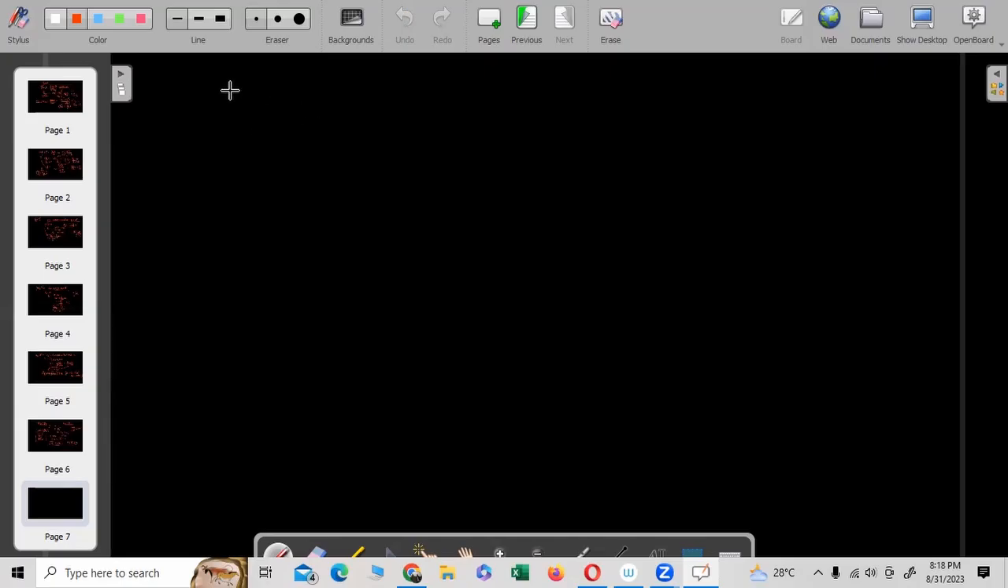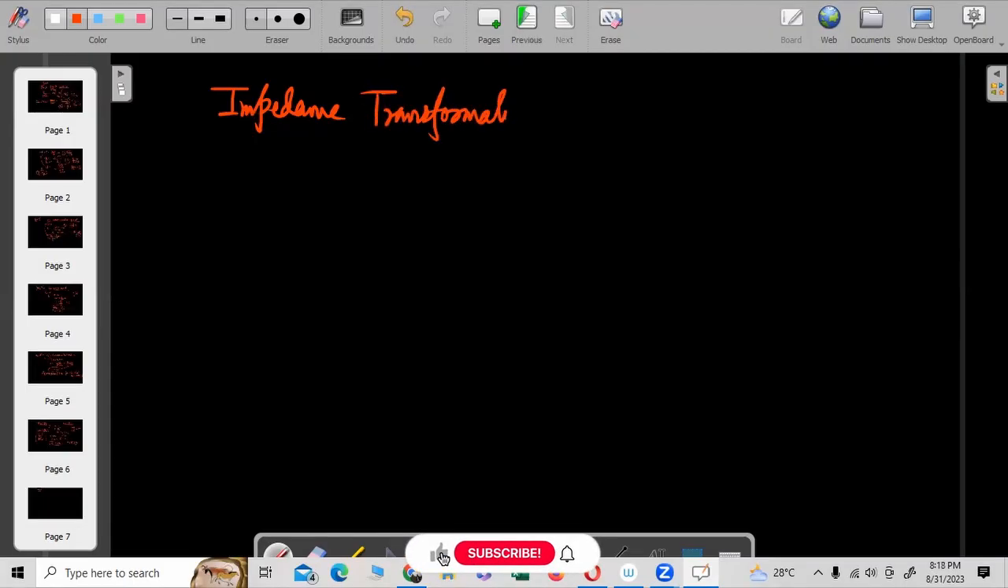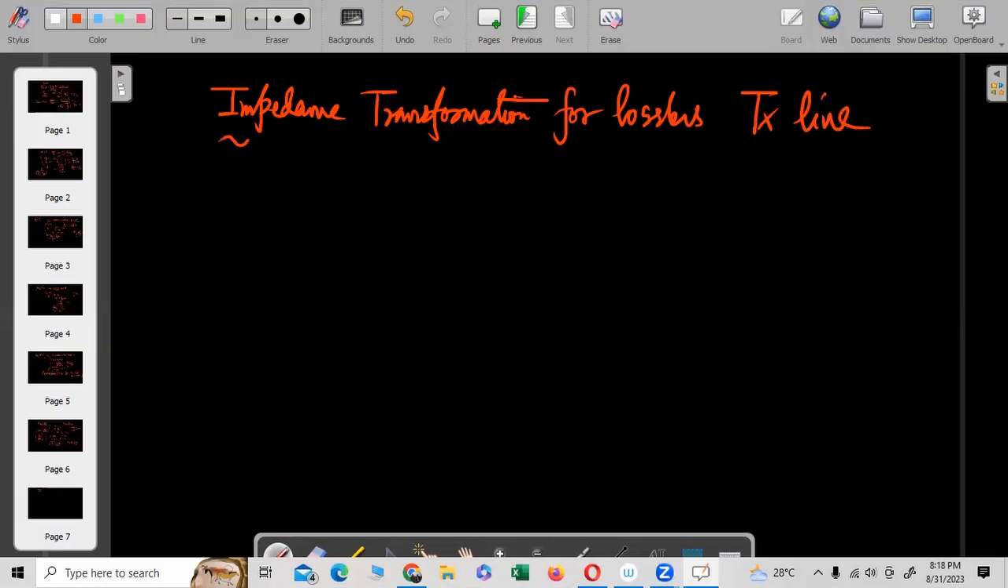Now we will be doing impedance transformation for lossless transmission line. Another important term. Impedance for lossless. Fortunately, only lossless is there. Otherwise, everything you have to do for lossy and other distortionless, so many are there. So really, it will be very hectic and tough.